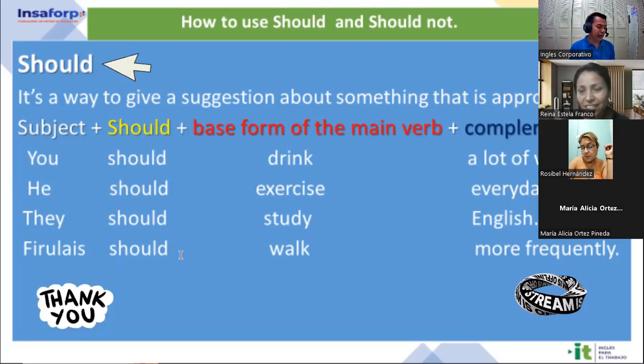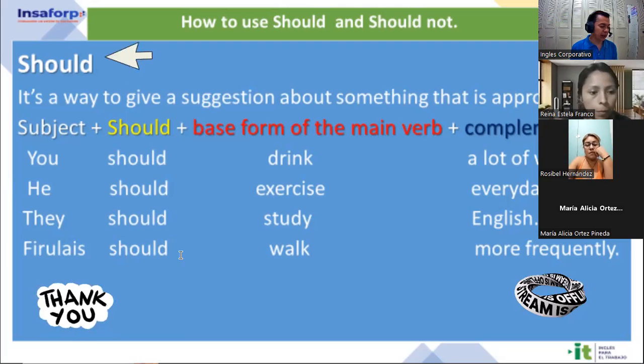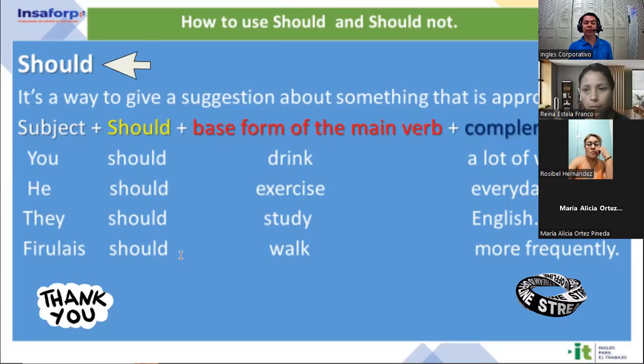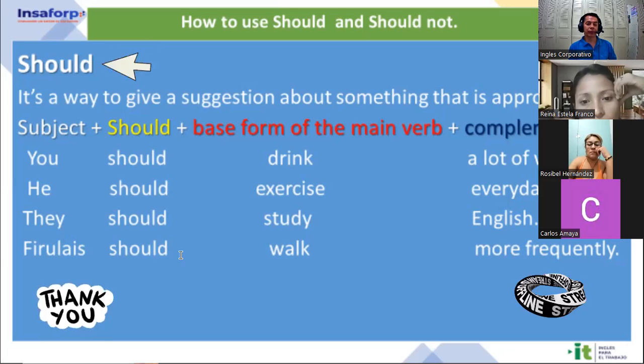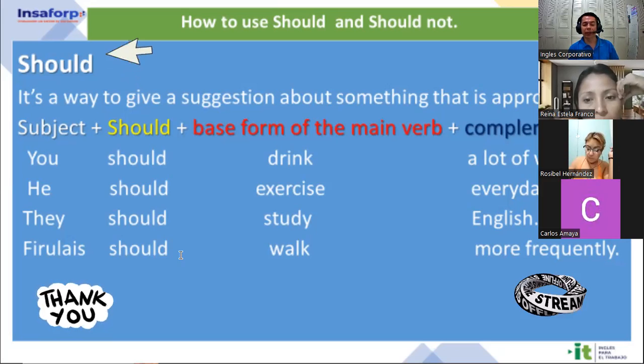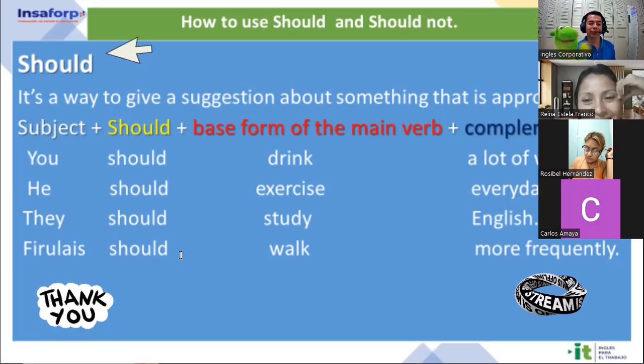Okay, very good. And the last one, please. Carlos Amaya, can you read the same sentence, the four of them, please? You should drink a lot of water. He should exercise every day. They should study English. Firulai should walk more frequently. Good pronunciation, especially Firulai. Claps to you, Carlos.